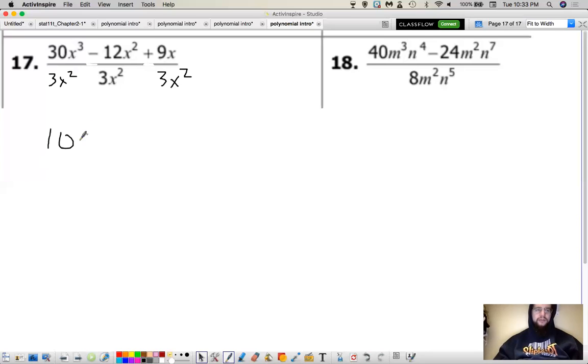That's 10x. 30 divided by 3 is 10. X cubed divided by x squared is x. Minus 12 divided by 3 is 4. X squared divided by x squared is 1. So it's just 4. Plus 9 divided by 3 is 3. X over x squared. Where's the bigger thing? X squared has a higher exponent. It's in the denominator. So I'm going to have my x in the denominator, and it's going to be 2 minus 1 is 1. So just x. Oh, hey, I'm done.